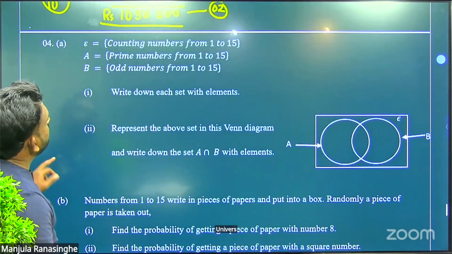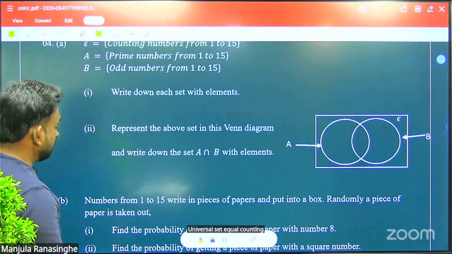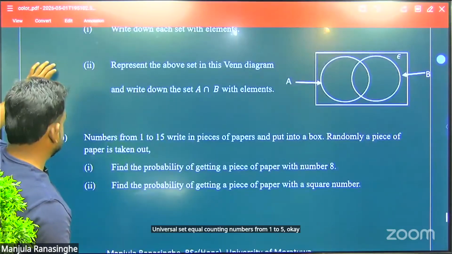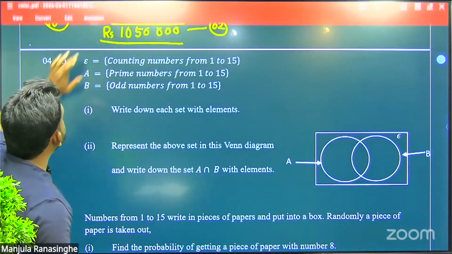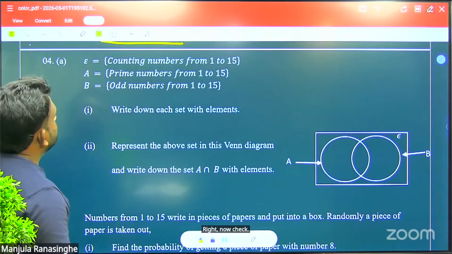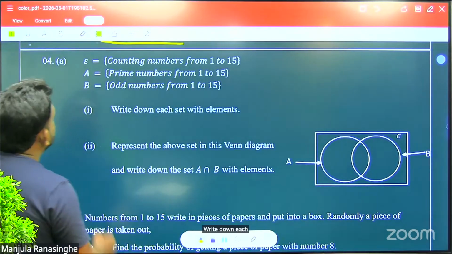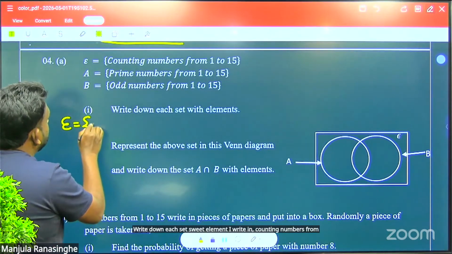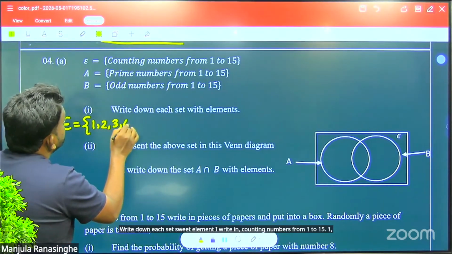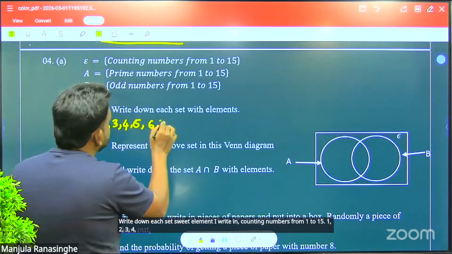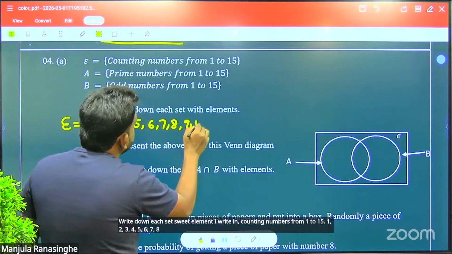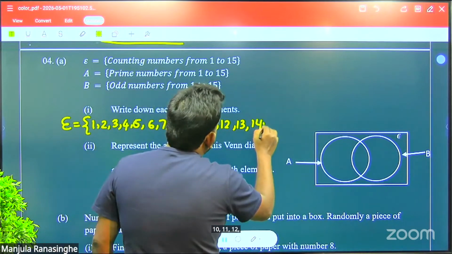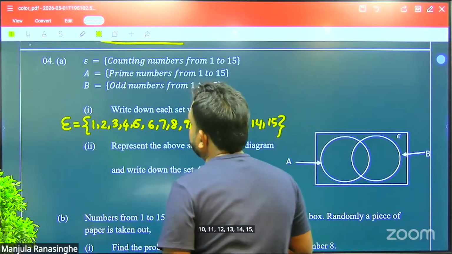The universal set equals the counting numbers from 1 to 15. Right, now check. Write down each set with its elements. I am writing the counting numbers from 1 to 15: 1, 2, 3, 4, 5, 6, 7, 8, 9, 10, 11, 12, 13, 14, 15. Those are the counting numbers.